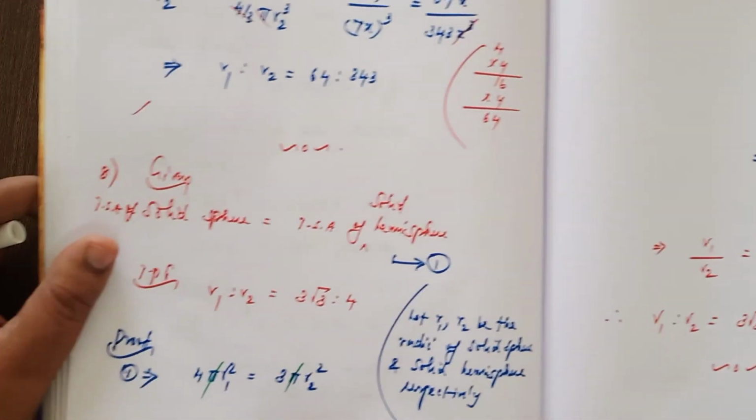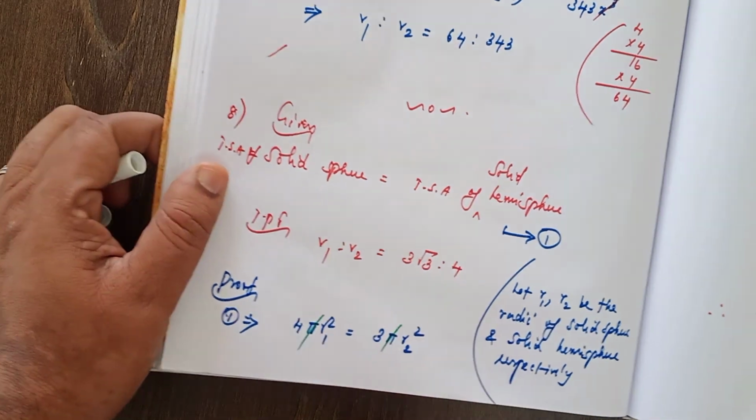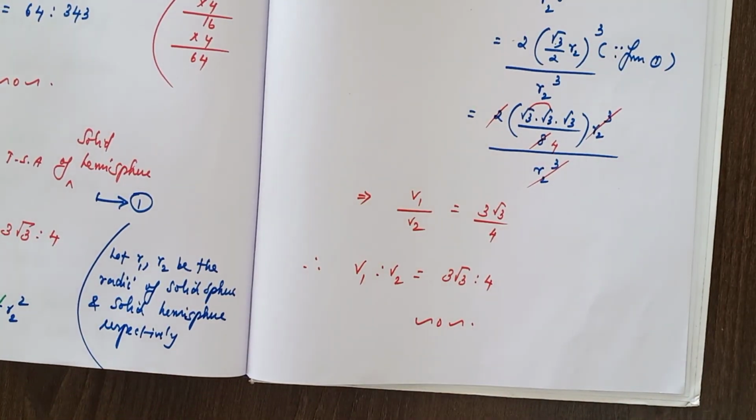So you are asked to prove that V1 is to V2 equals 3 root 3 is to 4. We have proved. That's all. Problem number 8 is completed.